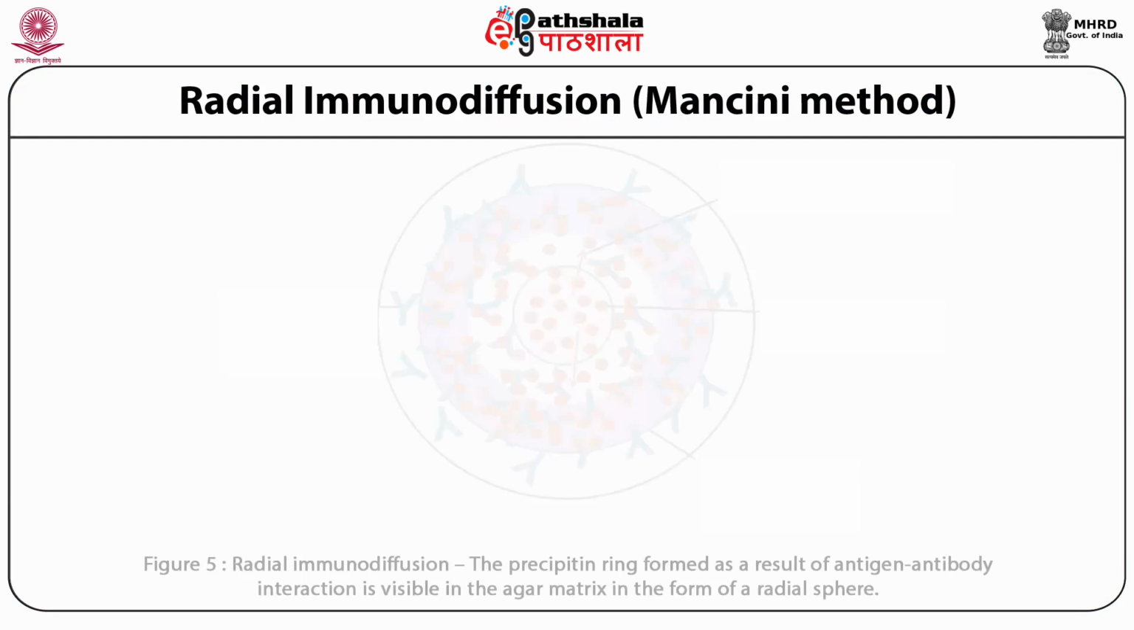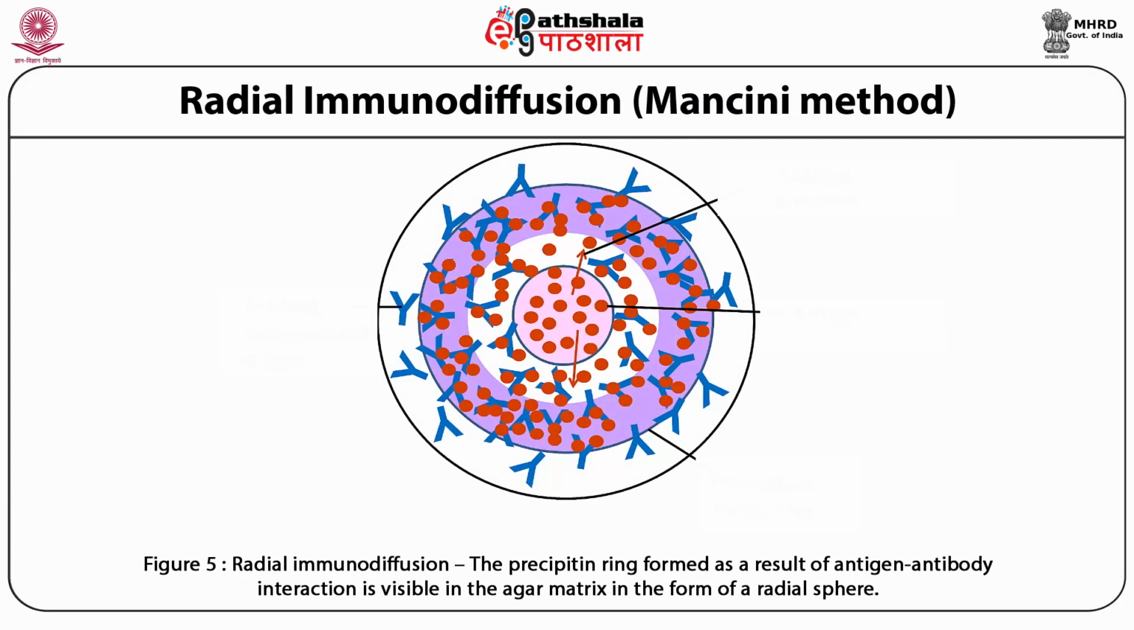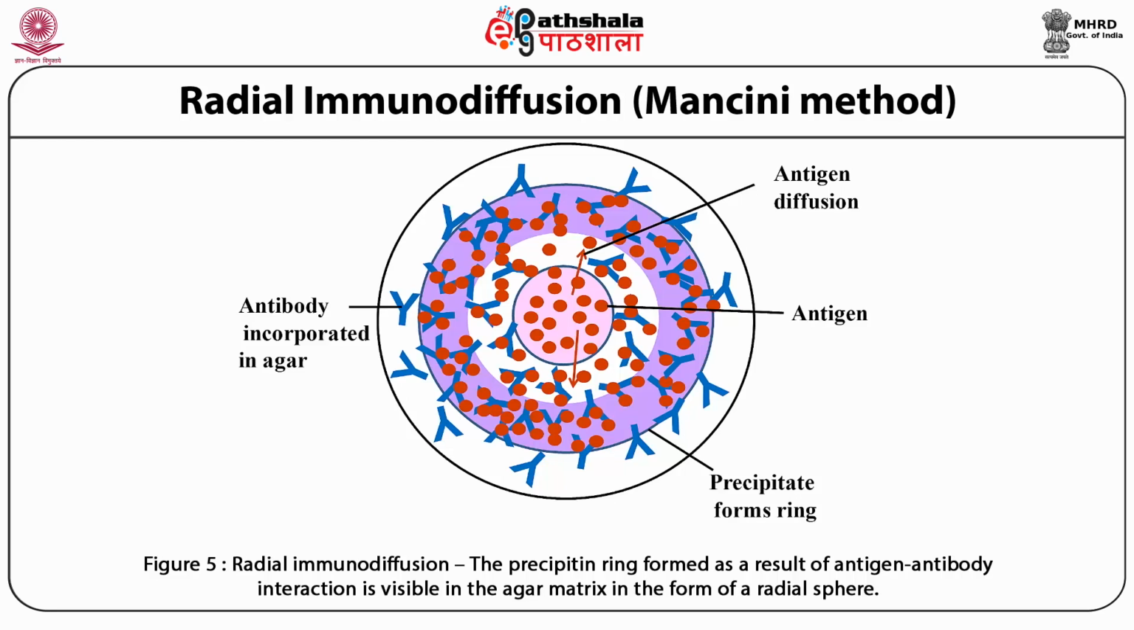This slide shows radial immunodiffusion. The precipitin ring formed as a result of antigen-antibody interaction is visible in the agar matrix in the form of a radial sphere. The antigen molecules are present inside the well in the center of the agar matrix and the antibody is uniformly distributed within the gel matrix itself. The antigen molecules migrate radially and as they migrate, they interact with the antibody molecules to form antigen-antibody complexes and the precipitate ring is formed at the optimal concentration. This reaction can be easily visualized with the naked eye.